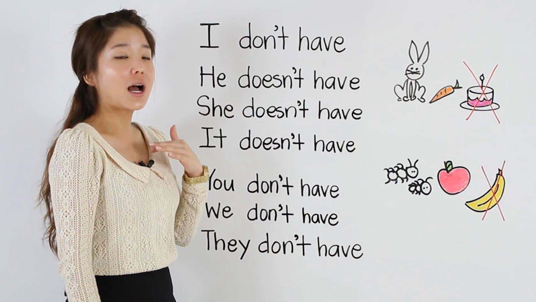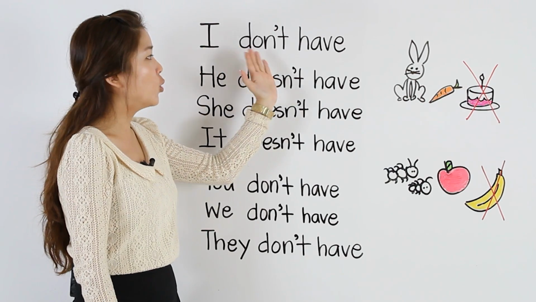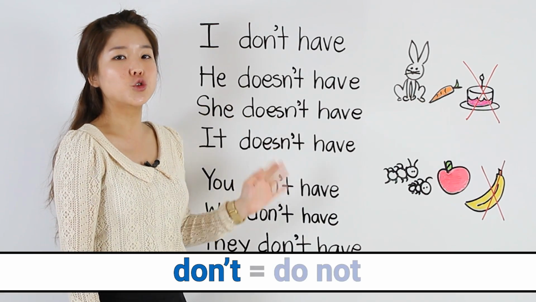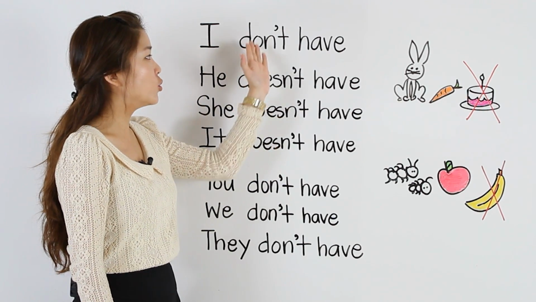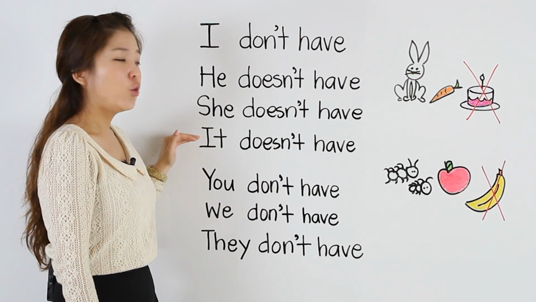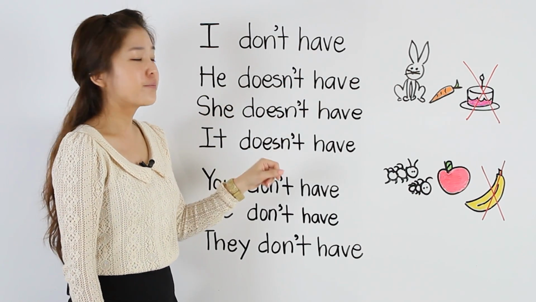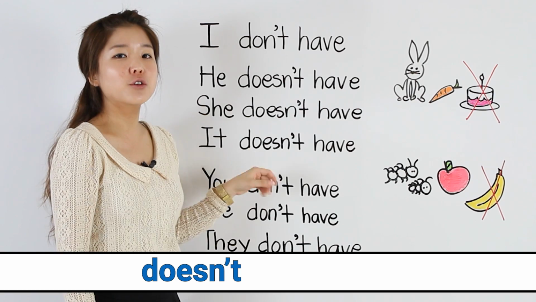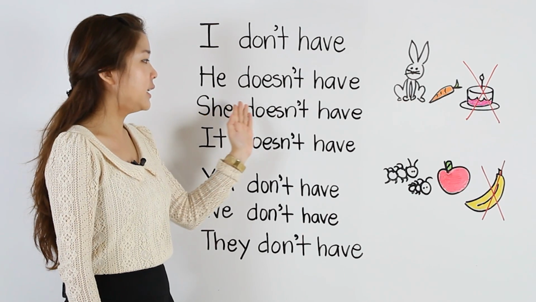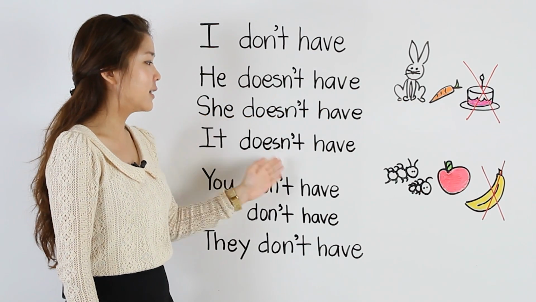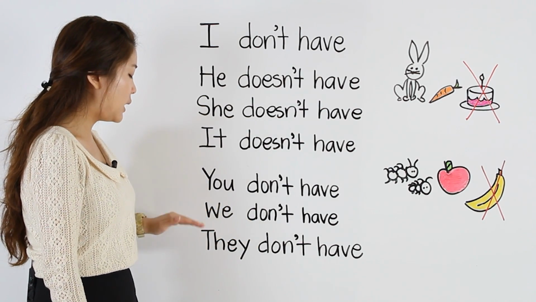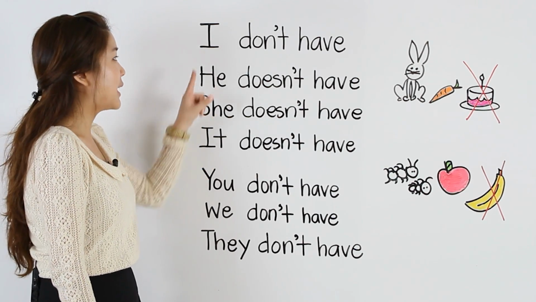Okay, first, for I, we use I don't have. Remember, don't is a contraction for do not. I don't have. For he, she, and it, we use doesn't have. Doesn't is a contraction for does not. He doesn't have. She doesn't have. It doesn't have. Now on the bottom, for you, we, they, it's the same as I.